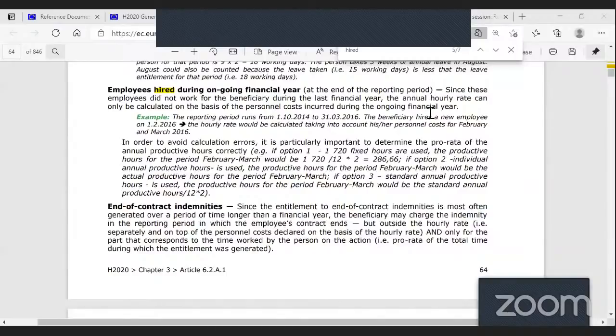So for the case of the employees hired during the ongoing financial year, we explicitly say that this is an exception, because of course there's nothing from the last closed financial year related to them. In those cases, the hourly rate can only be calculated on the basis of the personal costs incurred during the ongoing financial year. So it's already an exception. And in the annotated grant agreement, we tell you it is an exception. There is an exceptional rule for it.